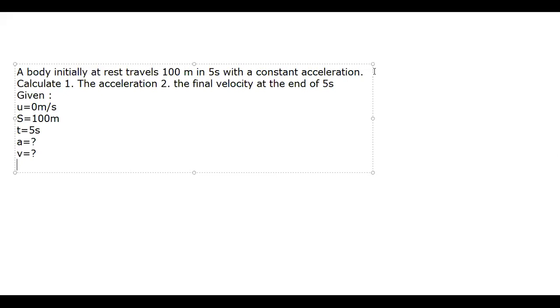No, I'm so sorry. I can't use that equation as well because v is equal to u plus at. A body initially at rest travels a distance of 100 meters in 5 seconds with a constant acceleration. Calculate the acceleration and the final velocity at the end of 5 seconds. So which equation are we going to use? We are going to use the equation S is equal to ut plus half at square.